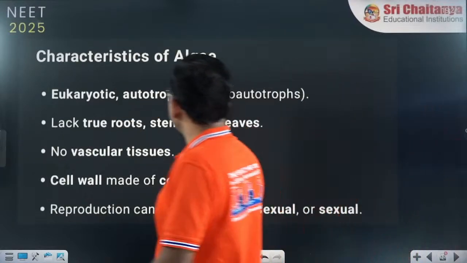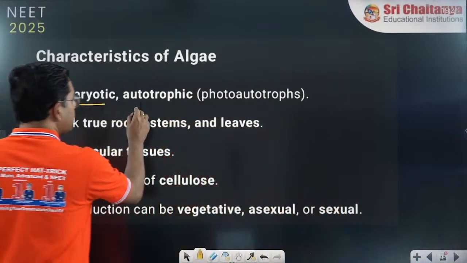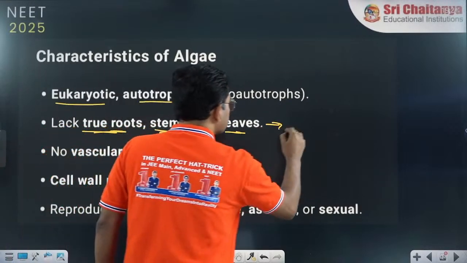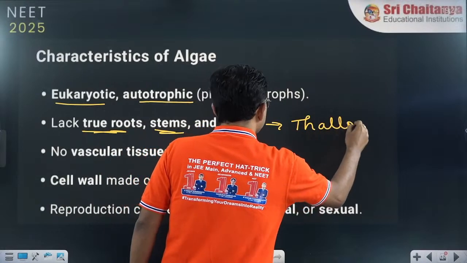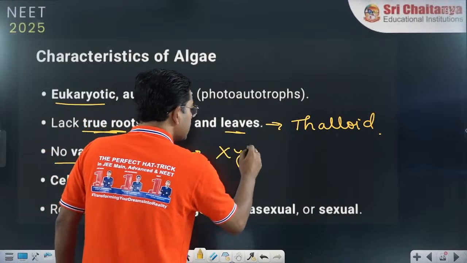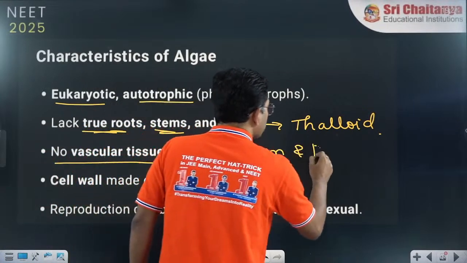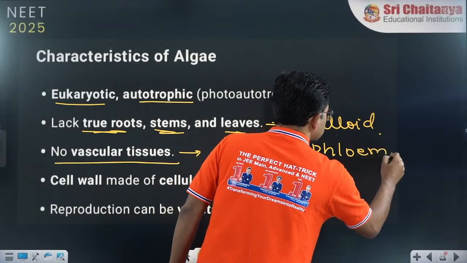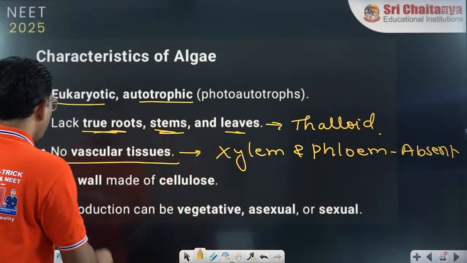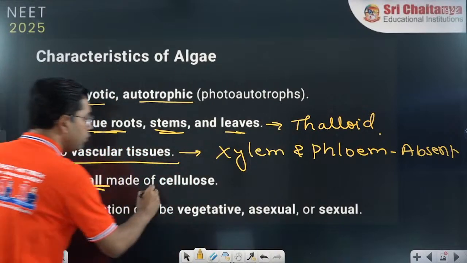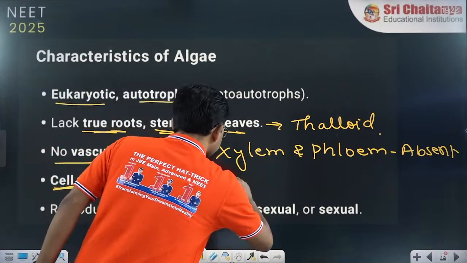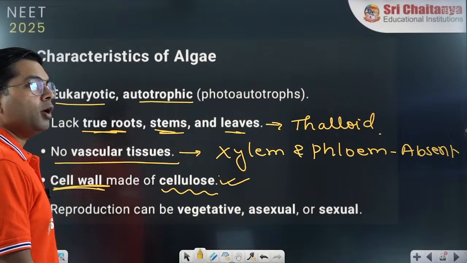Then characteristics of algae, if we see, they are eukaryotic, autotrophic, they lack true root, stem and leaf, and that's why they have thalloid body. They have no vascular tissue. Vascular tissue means xylem and phloem are absent. They are algae, so cell wall will be made up of cellulose. They are plant kingdom, so cell wall is made up of cellulose.